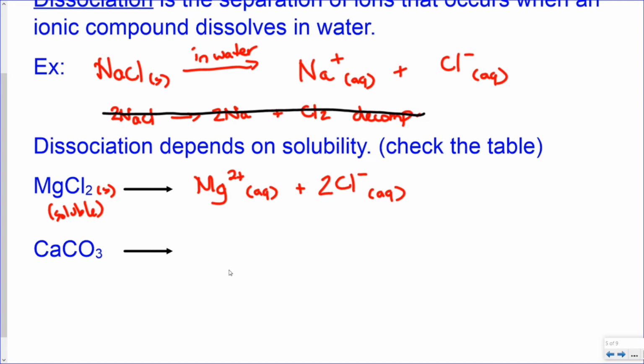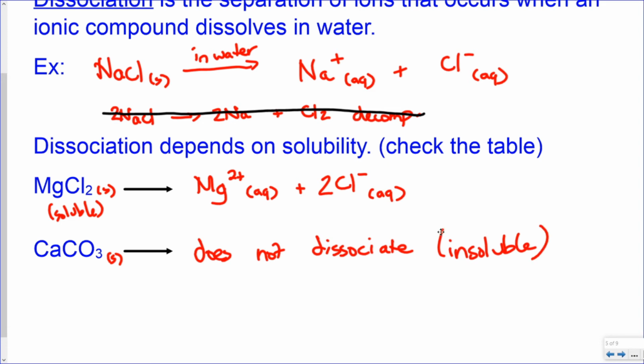So we do have to balance, but you're only going to write the element with its charge. Something like calcium carbonate, if you take a look on your solubility table, this is not soluble. So it's not going to break apart into its ions. So in this case, we would just actually write does not dissociate. And we could even write because it's insoluble. It has low solubility.